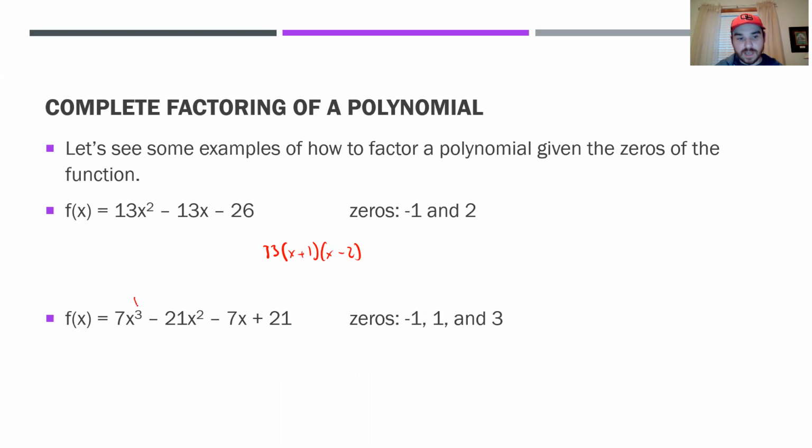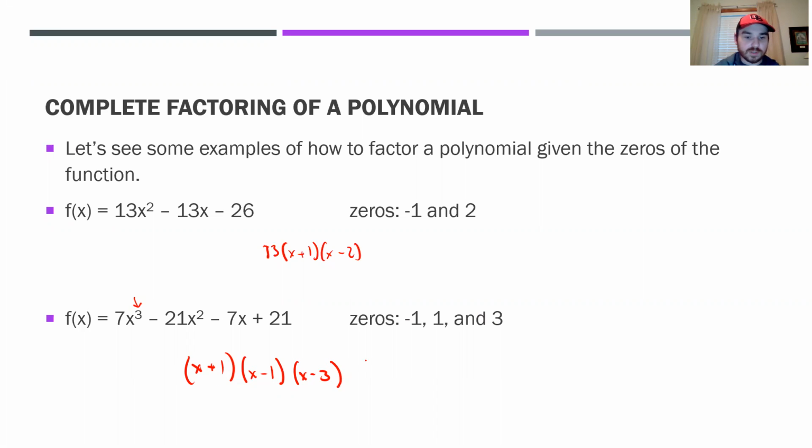A function is always going to have the same number of zeros as its highest degree. So whatever the degree of the function is, that's how many zeros it can possibly have. In this case, you've got -1, so we have an x plus 1 term. Then we have a 1, so we have an x minus 1 term. And then we have a 3, so we have an x minus 3 term as well. So these are all of our terms.